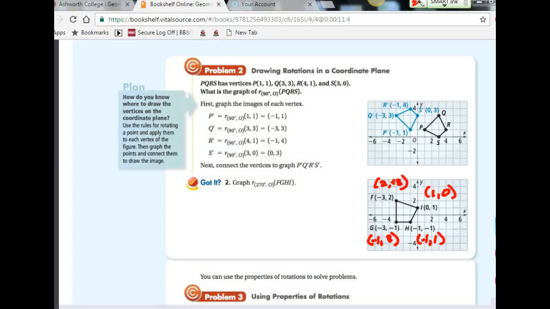And then again, if you were to regraph these on the graph itself, it would show you what this image would look like if it were rotated 270 degrees around the origin. Okay? Good luck on those. And again, knowing that previous page on page 562 will be very helpful in solving the problems in this particular lesson.